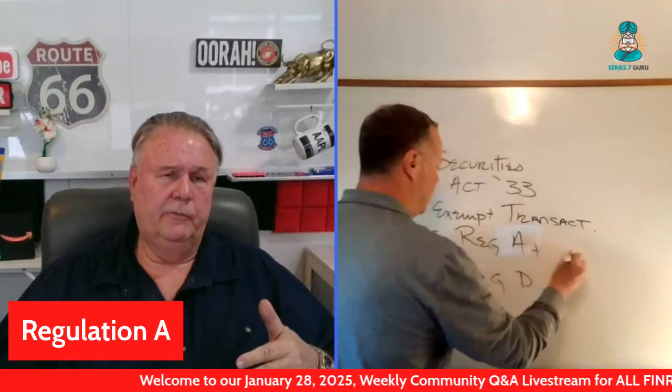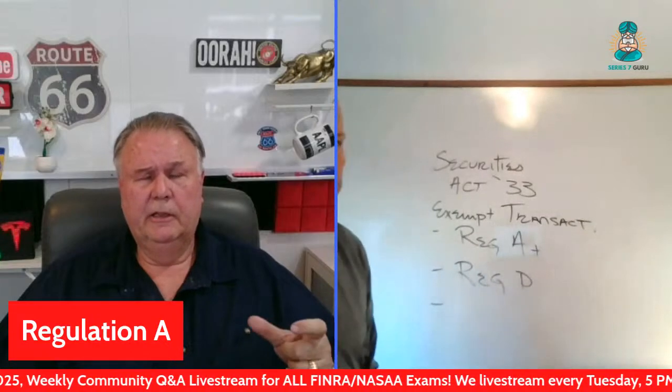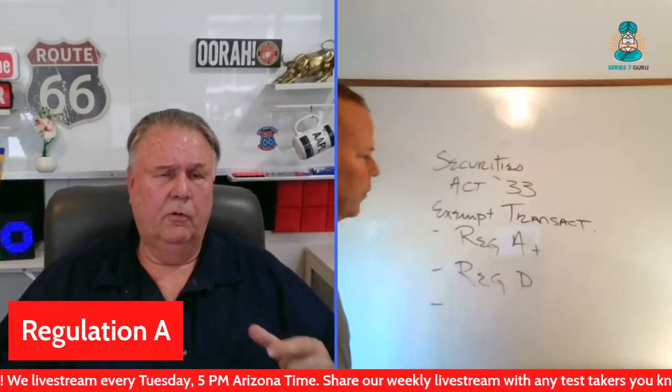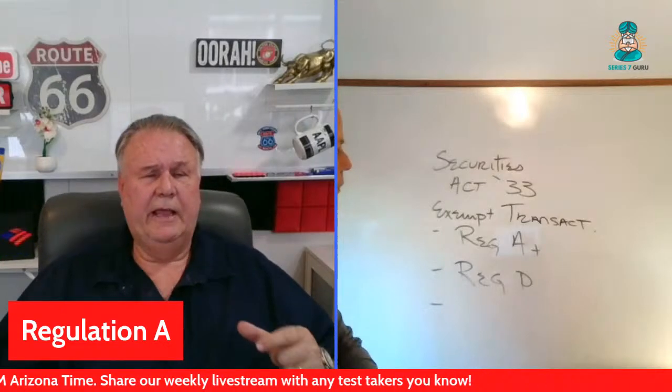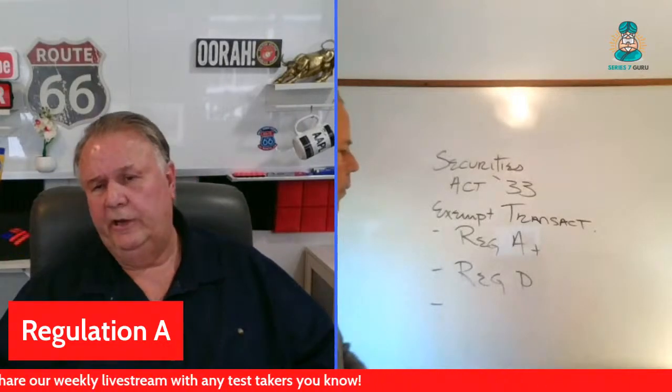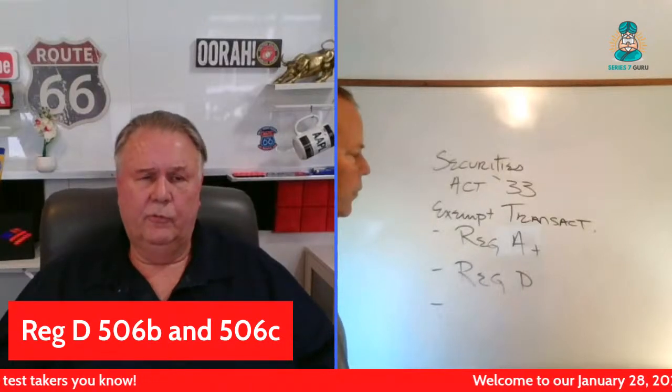In Tier 1, we can raise up to $20 million. In Tier 2, we can raise up to $75 million. But if we go to $75 million, then there's a suitability standard for those investors. They can only invest 10% of their net worth or 10% of their annual income, whichever is greater. And we'd also have to have audited financial statements.